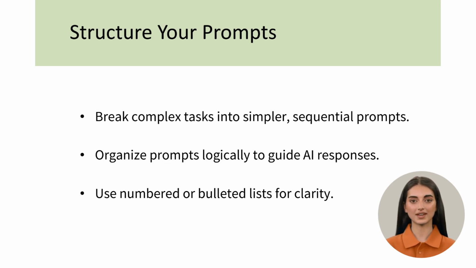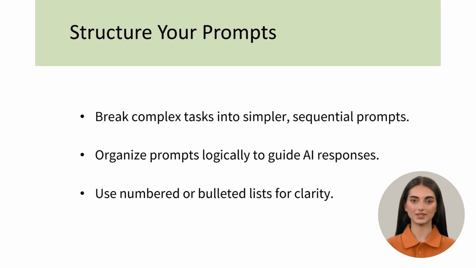For example, instead of asking, "Give me everything I need to know about city planning," you might start with, "What are the key components of city planning?" And then follow up with, "How do zoning laws affect city planning?" Structuring prompts in a logical order helps AI generate more useful responses.